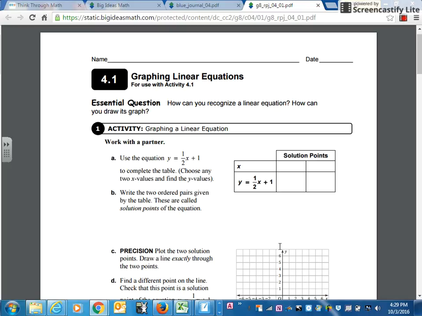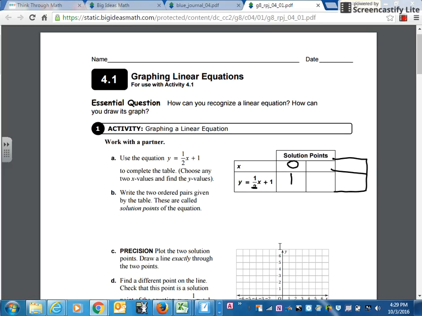So I'm actually going to increase this to choose any three values, and I'm going to extend my table. That's because I always like to choose 0 for x, because that will tell me what my origin is. So if x is 0, 1/2 times 0 is 0. 0 plus 1 is 1, so then y would equal 1 in that case. Okay? Now I'm going to pick two more numbers for x.